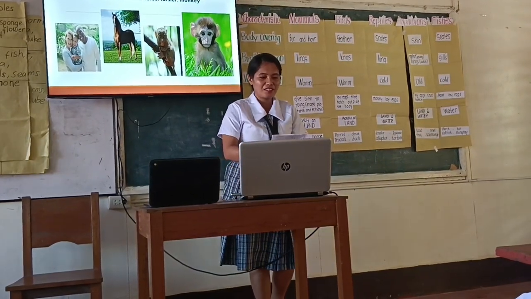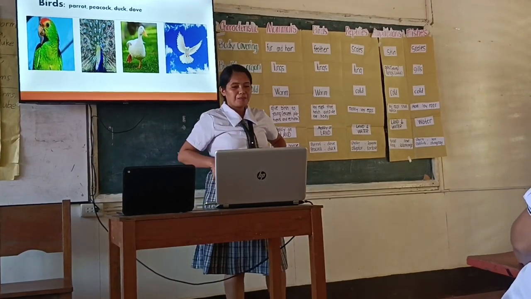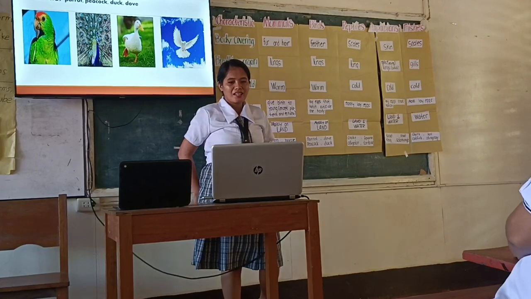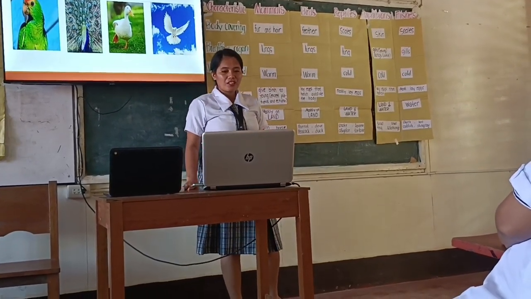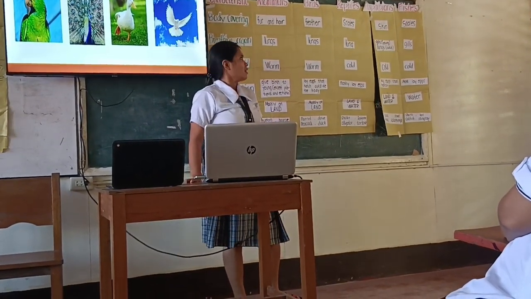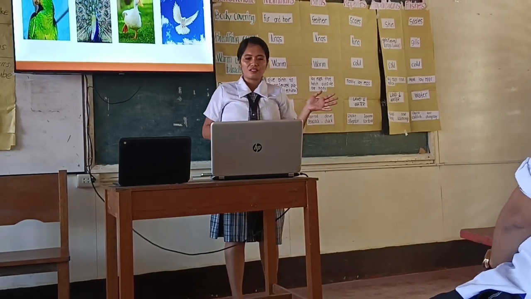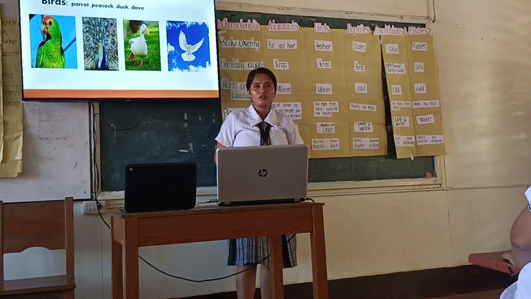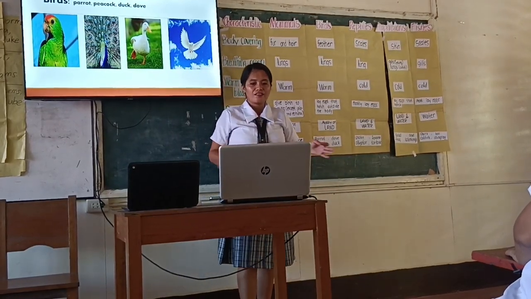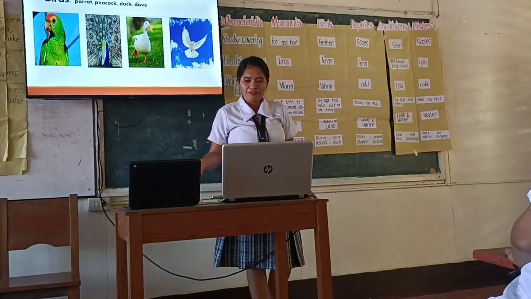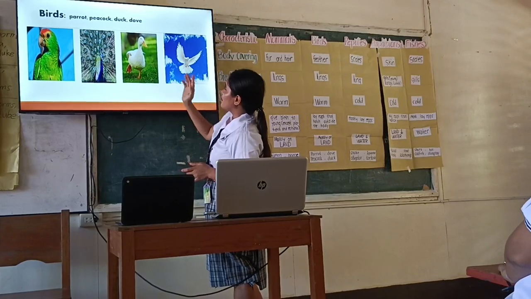Okay, very good. And now let's proceed to the class Aves, or the birds. Birds are warm-blooded animals. The most important feature of a bird is the ability to fly, and their forelimbs are modified into wings. The feathers of the bird help them to fly. And there are several functions of feathers. First, they protect birds from water and cold. Second, they help in flying to find food and to avoid predators. The third is to protect birds from the fluctuating conditions of the environment. These are examples of birds: the parrot, the peacock, the duck, and the dove.